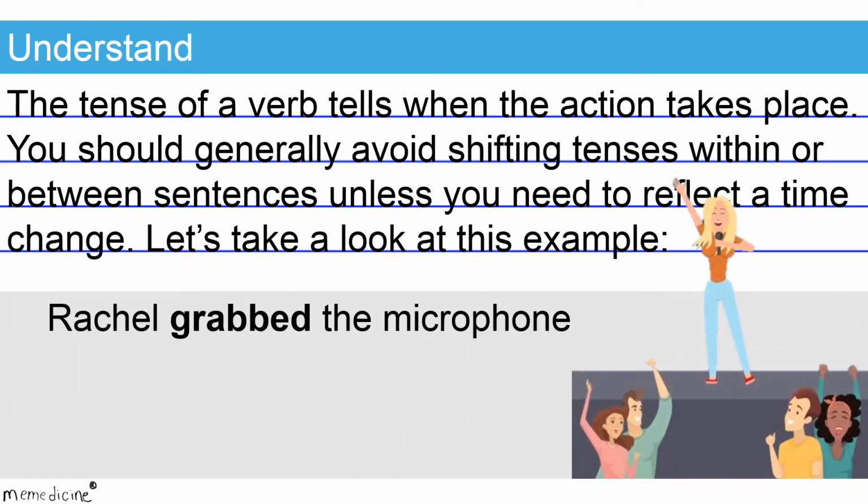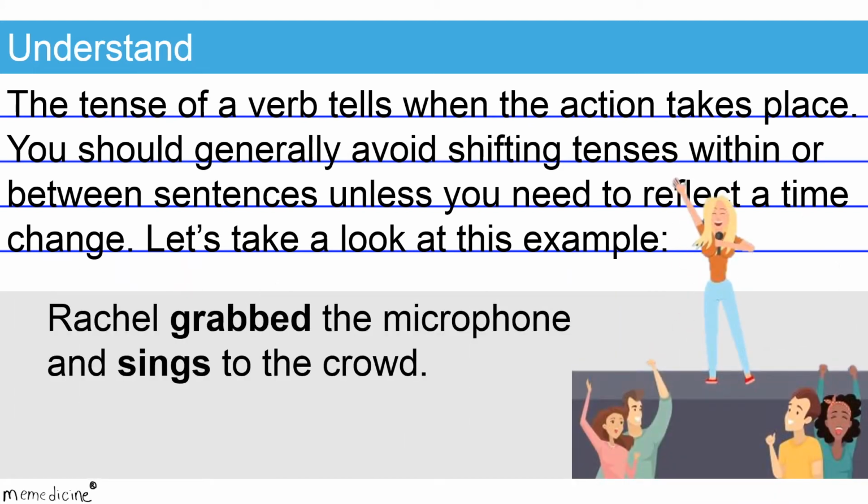Rachel grabbed the microphone and sings to the crowd. There is no need to reflect a time change, so both verbs should be in the same tense. The first featured verb, grabbed, is written in the simple, singular, past verb tense, so we know the singing also took place in the past. However, the second verb, sings, is written in the simple, singular, present verb tense. There is no need to reflect a time change. Both verbs should be in the same tense in this instance.